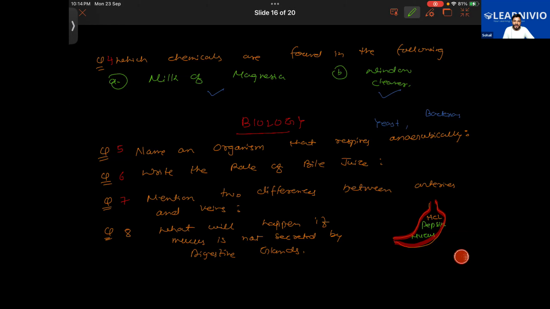We know that the hydrochloric acid secreted by the stomach is quite a strong acid. It has a pH of about 1 or 2. I told you in the previous classes that it has a pH level between 1 and 3. And what do we know? If a substance has a pH level between 1 and 3, it is a really strong acid, right?